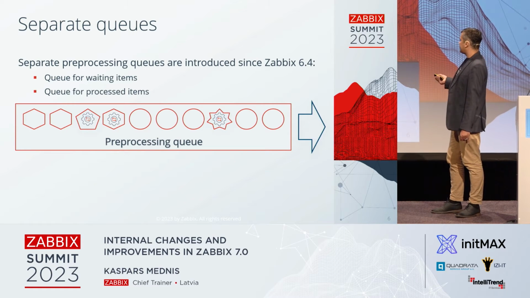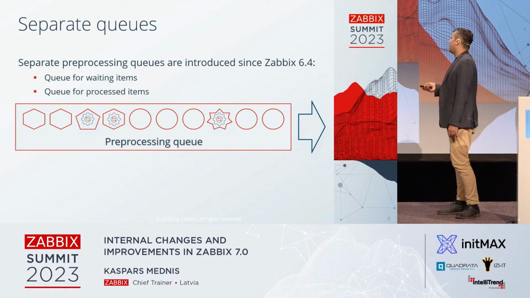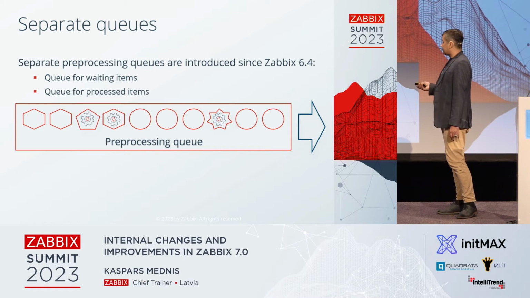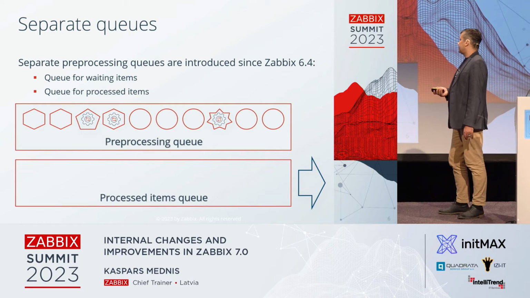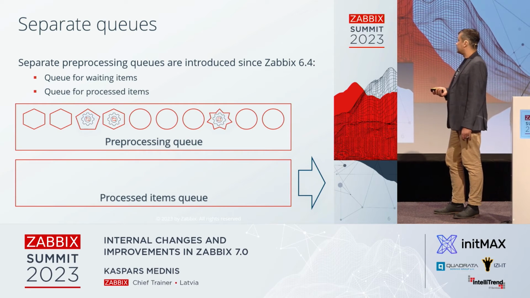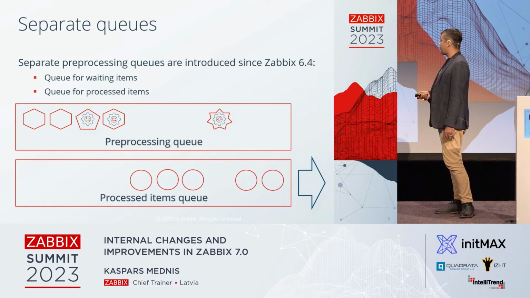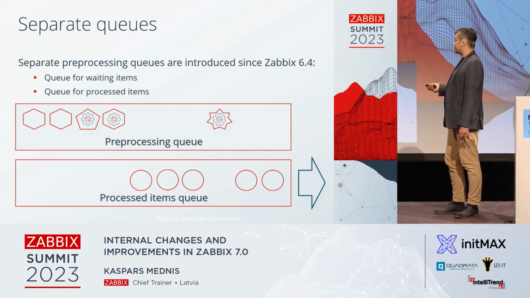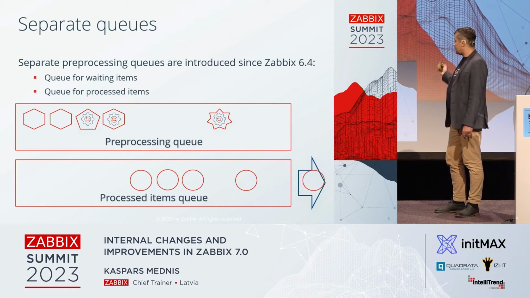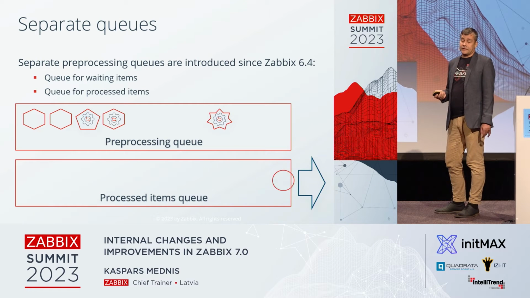So let's say we have the same situation. Some objects are processed, and some objects are waiting to be processed. What did we do? We introduced another queue, and now it looks completely different. Everything which is processed goes to the processed items queue, and it is flushed to the database immediately.